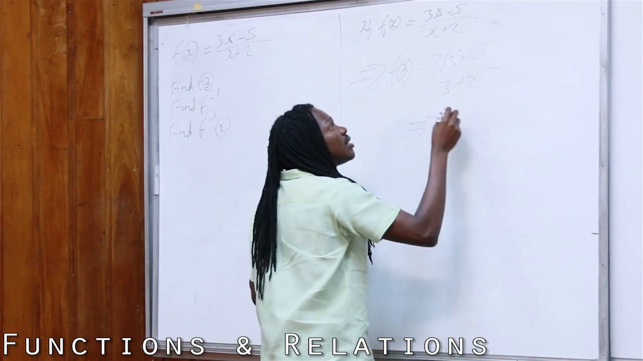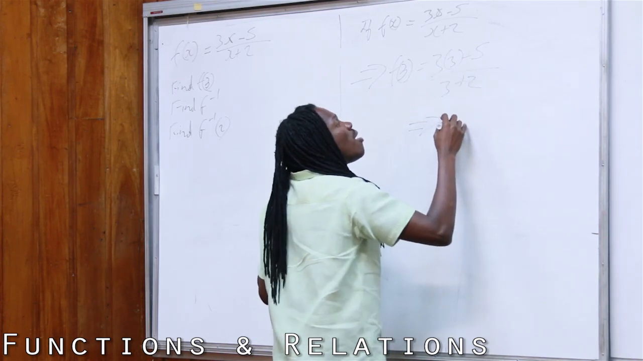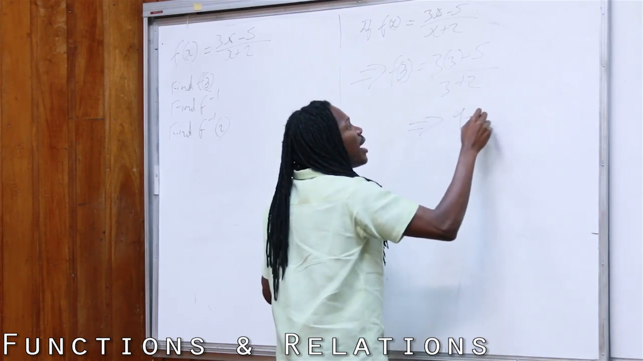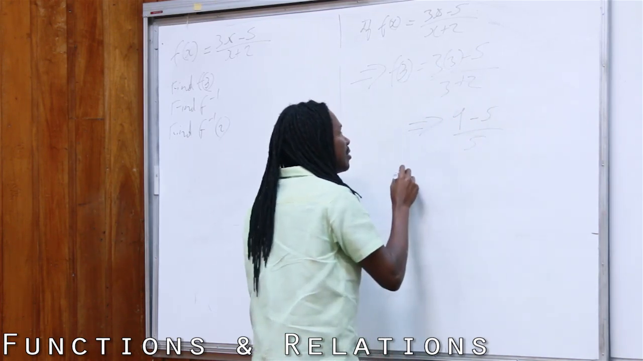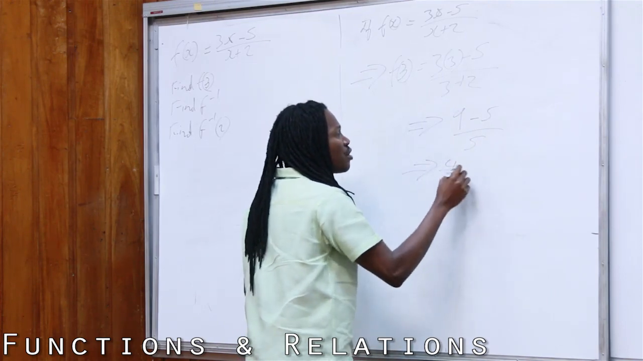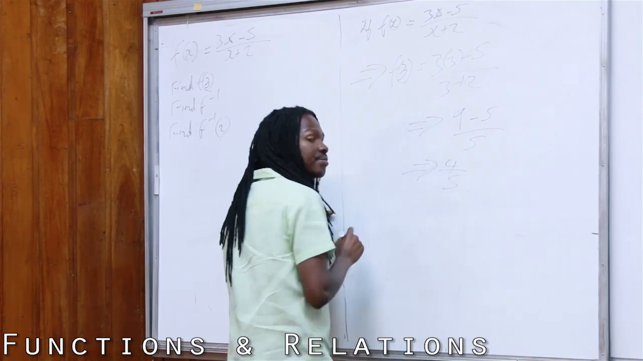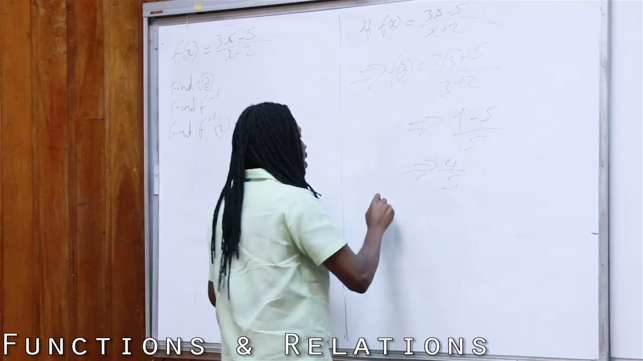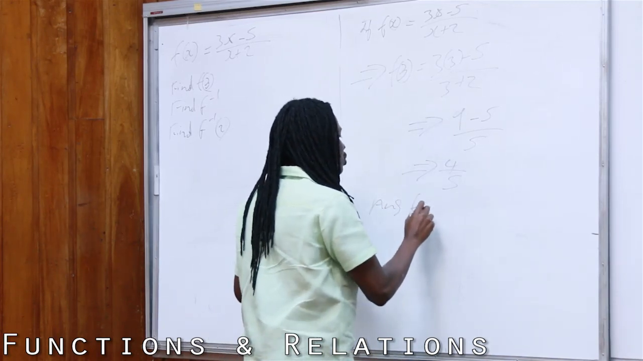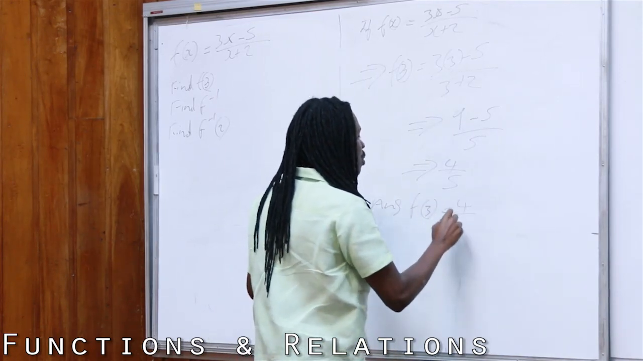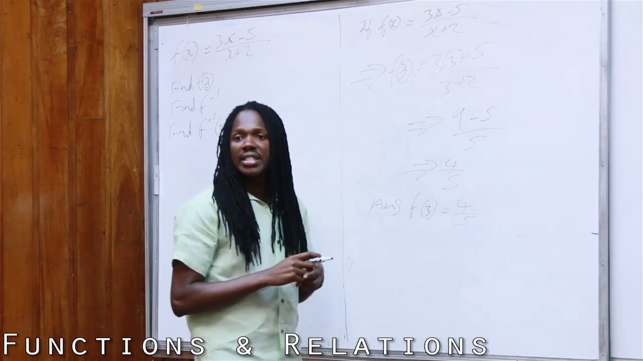Implies (9 minus 5) over 5. Implies 4 over 5. Answer: f(3) equals 4 over 5. Everybody see that?